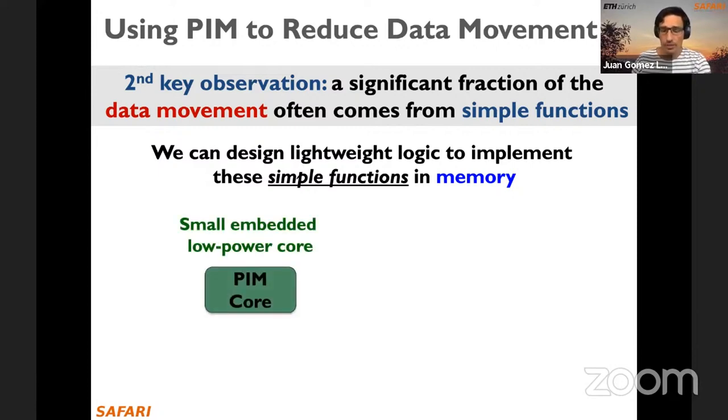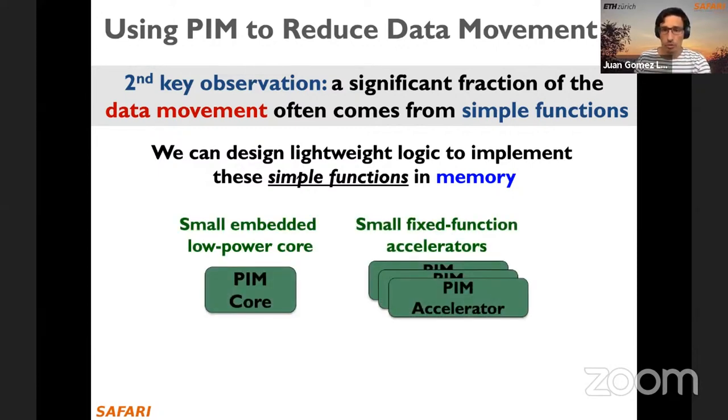And we studied in this work, or proposed in these works, two different types of logic. In one of the cases, we use small embedded low power cores. Imagine a small ARM core, for example, placed in or near one DRAM controller in the logic layer, and we may have a few of them in the same stack, and maybe we can also have multiple stacks, as we have seen in Tesseract.